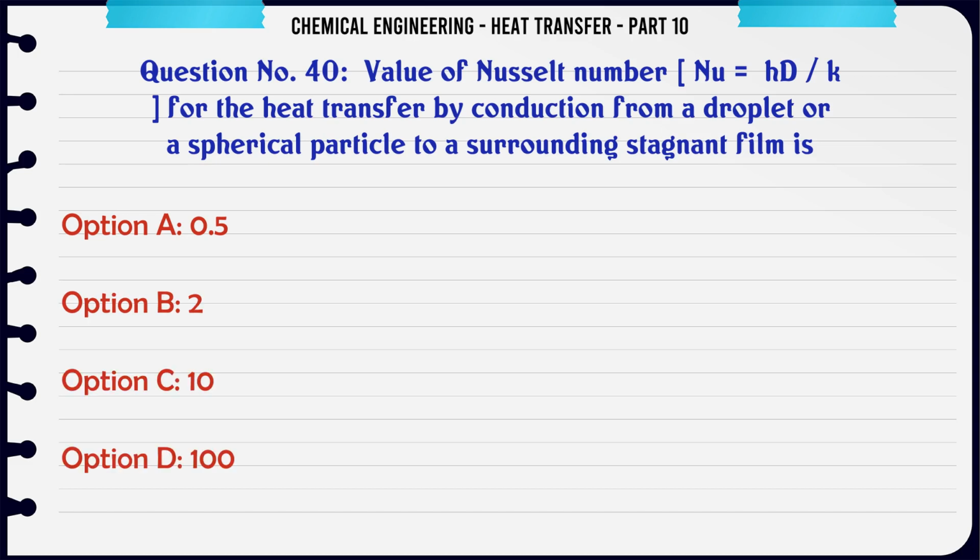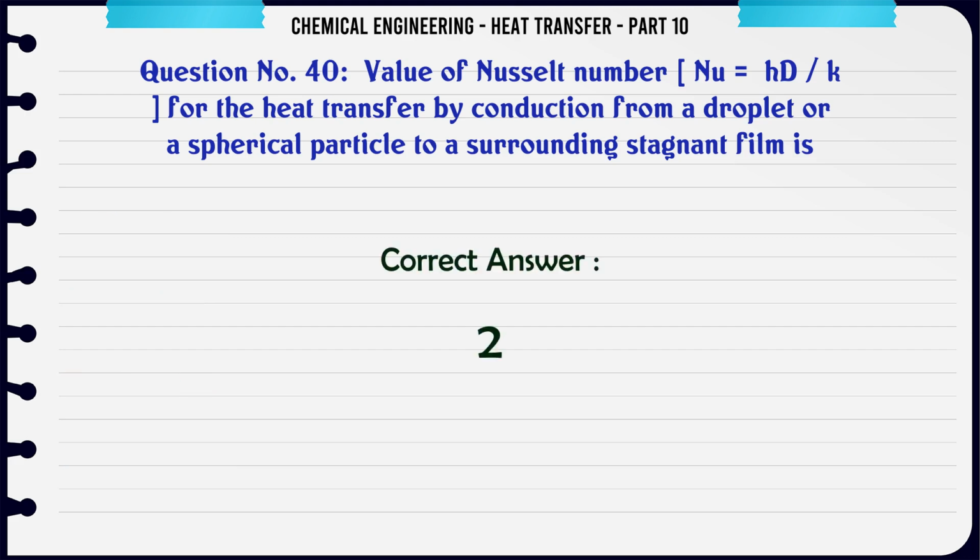Value of Nusselt number Nu = hD/k for the heat transfer by conduction from a droplet or a spherical particle to a surrounding stagnant film is: A. 0.5, B. 2, C. 10, D. 100. The correct answer is 2.